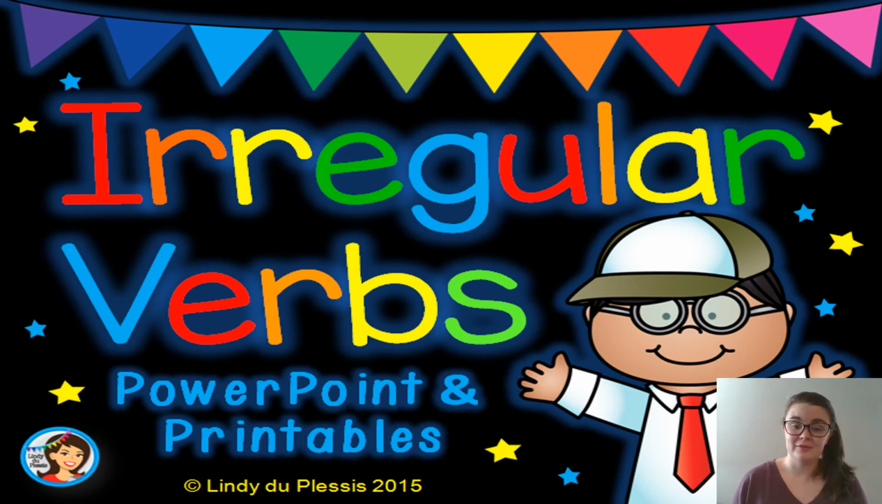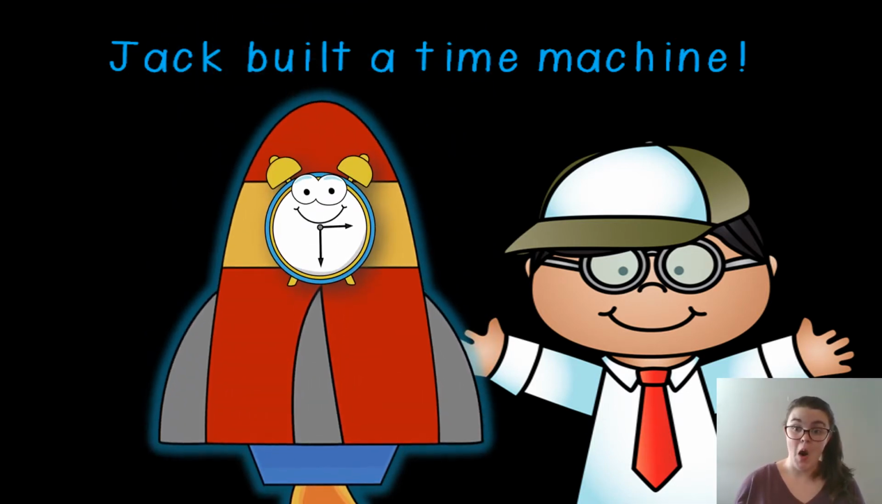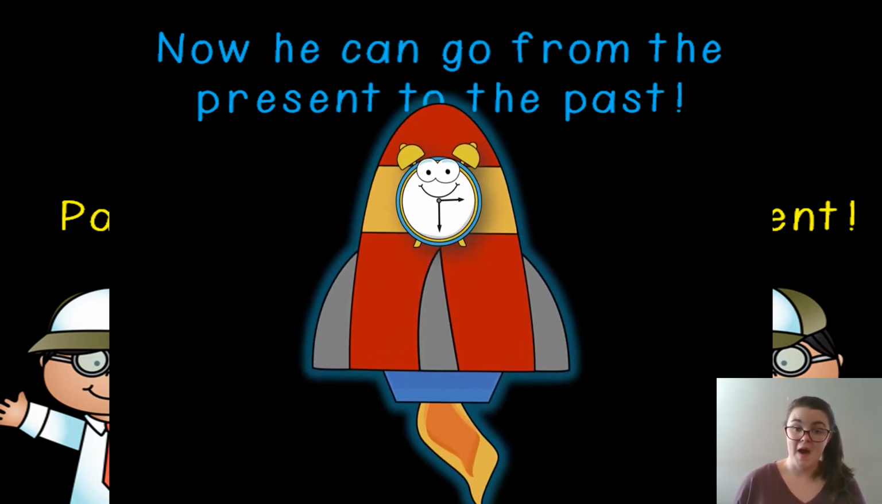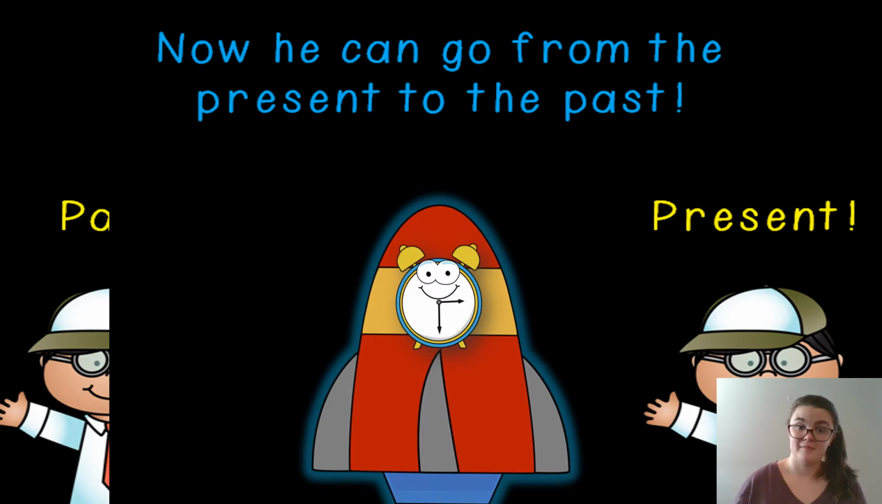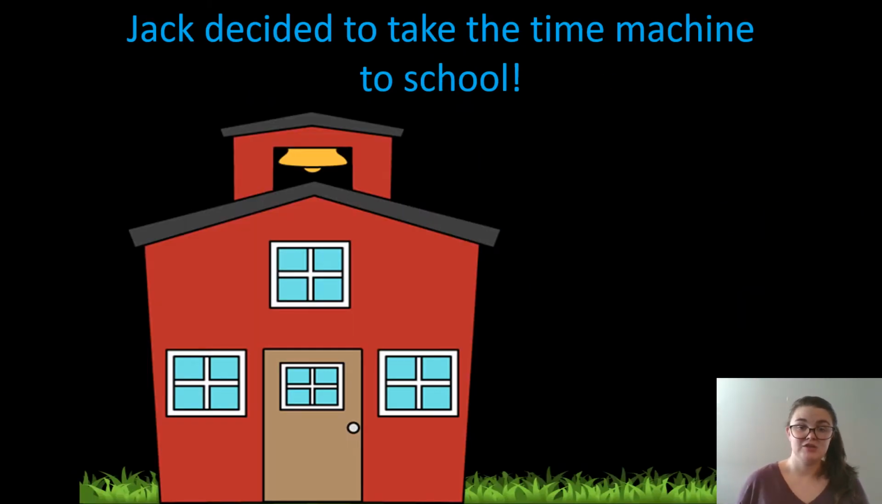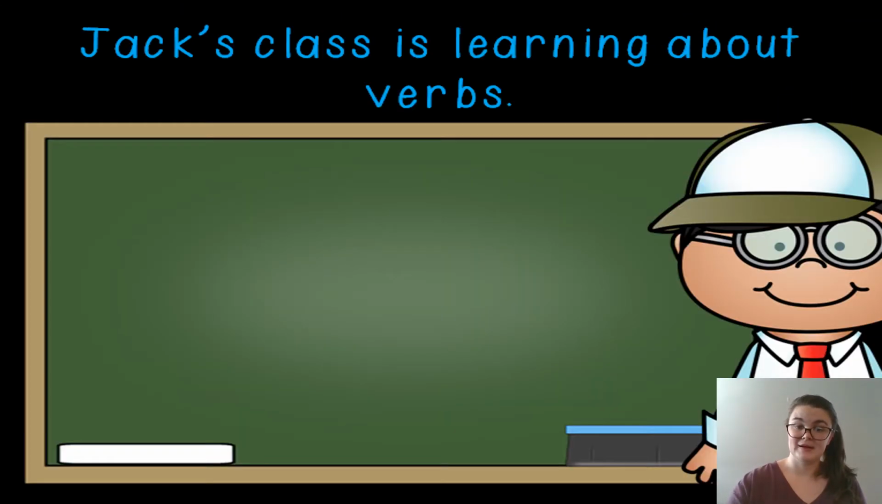This is lesson 2 of irregular verbs. Jack built a time machine. Now he can go from the present to the past. Jack decided to take the time machine to school. Jack's class is learning about verbs.